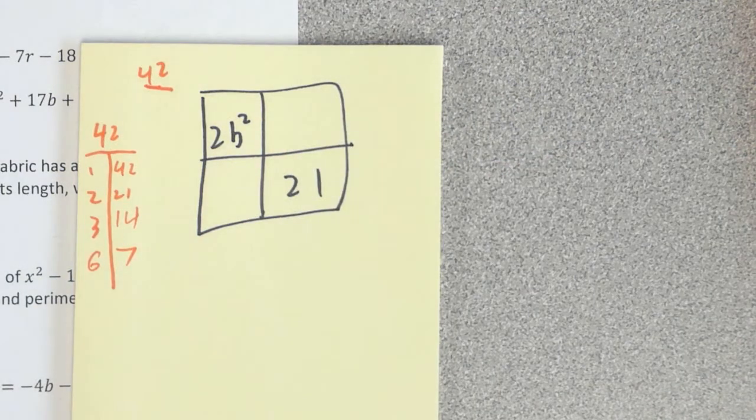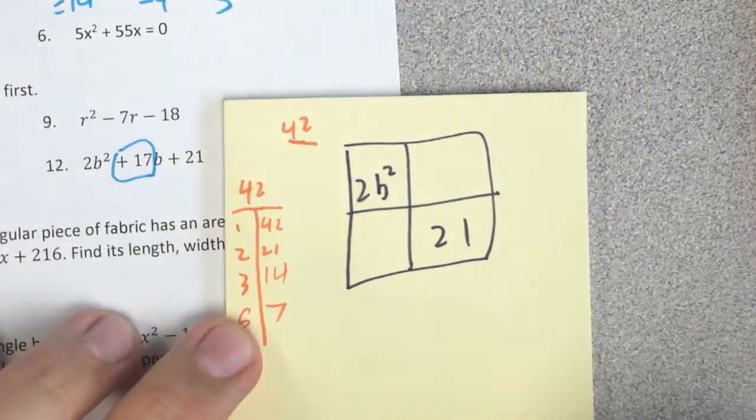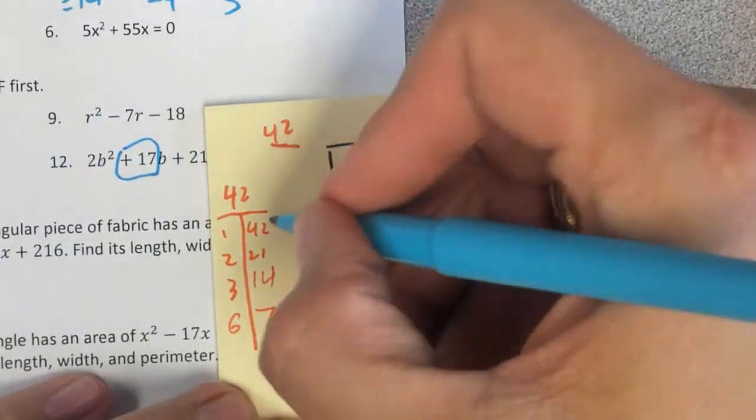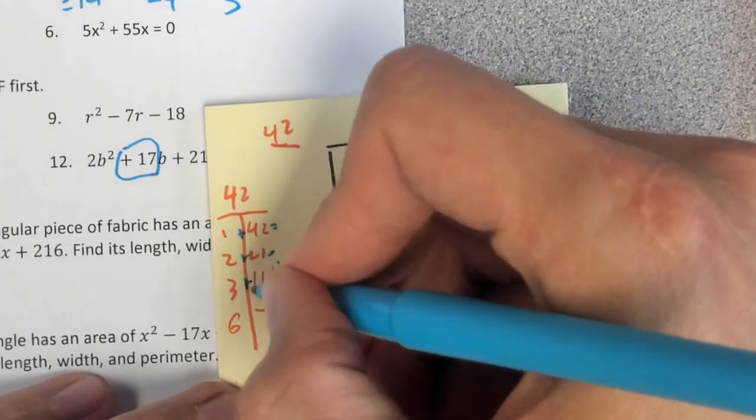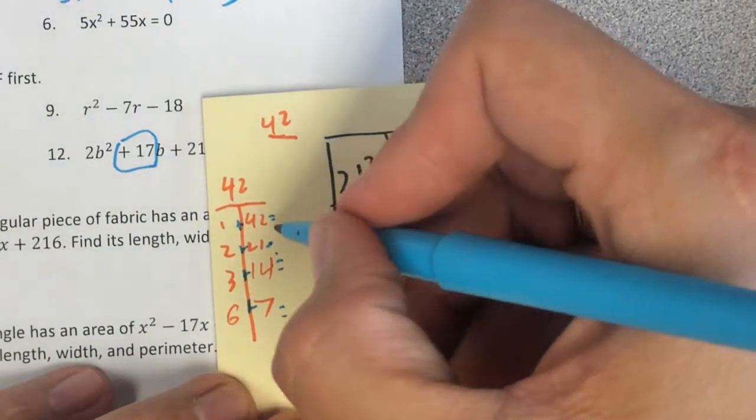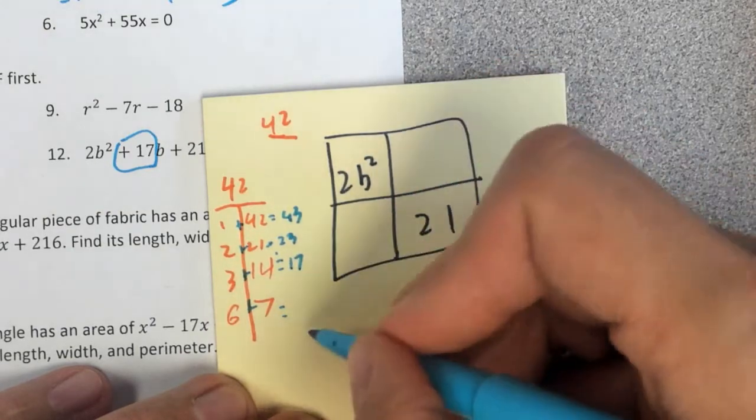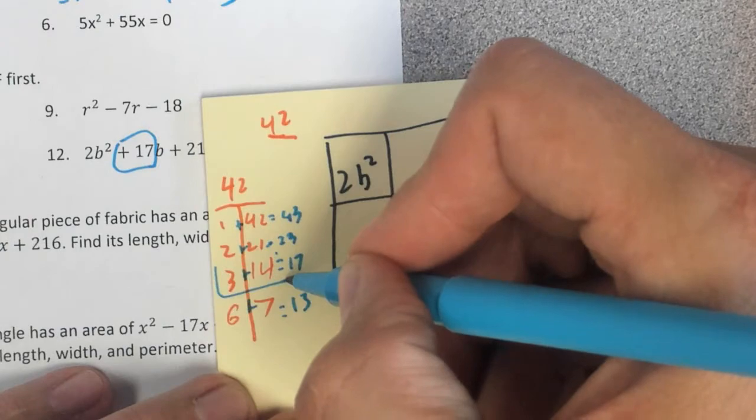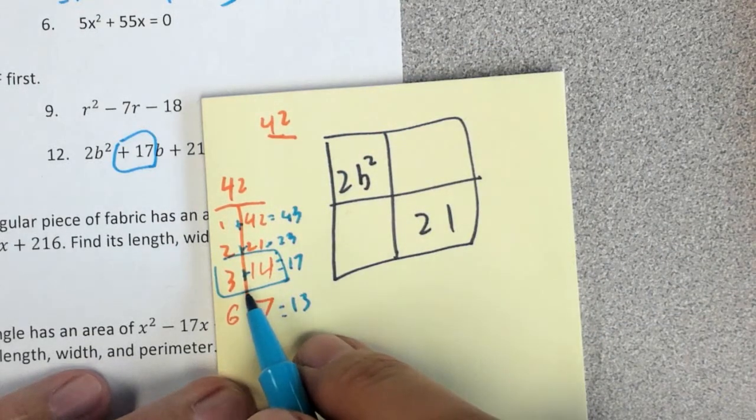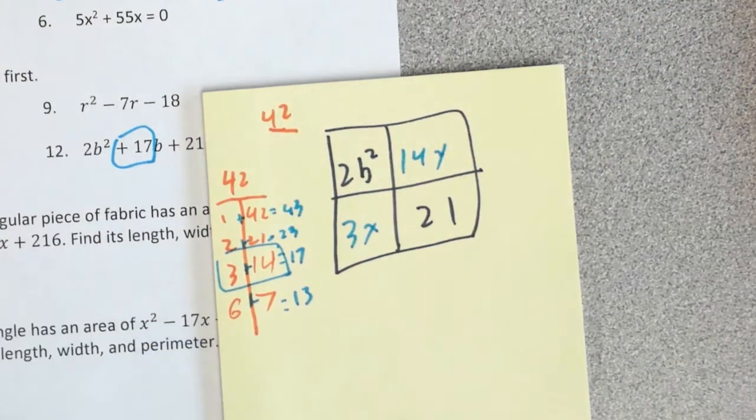Now I need to find out which ones add up to my b value. The b value I'm looking for is that 17. So let's go ahead and add these up. 1 plus 42 is 43, 2 plus 21 is 23, 14 plus 3 is 17, 6 plus 7 is 13. They're right here. Those are my peanut values, 3x and 14x.